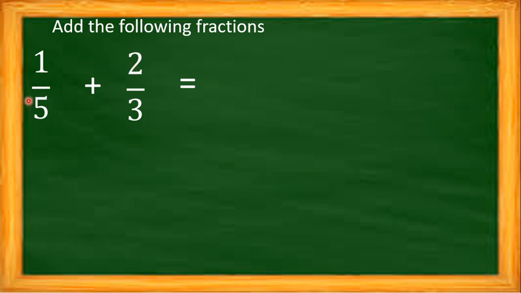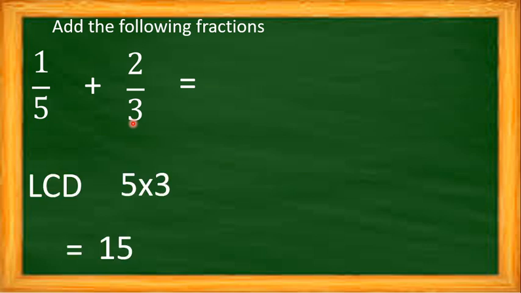Our denominator here is 5 and the other one is 3. So what are you going to do first? The first thing that you have to find is the LCD. How are you going to find the LCD? Since 5 and 3 don't have a common factor, you can find it by multiplying these two numbers, 5 and 3. So we get 15.